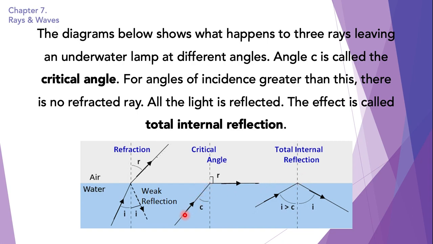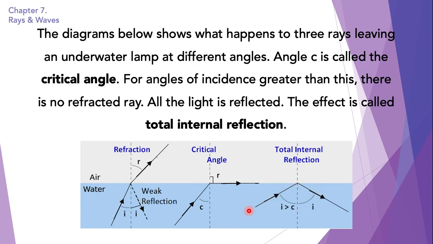The critical angle is when the refracted ray is parallel to the surface of water. So for any angles of incidence greater than this, there is no refracted ray. All the light gets reflected, and the result is total internal reflection.